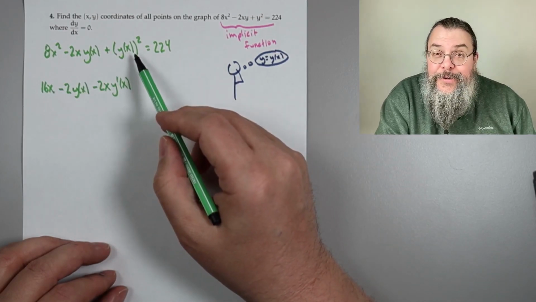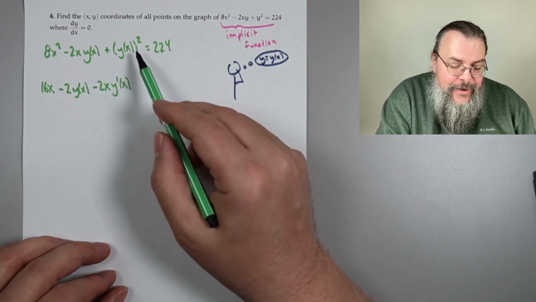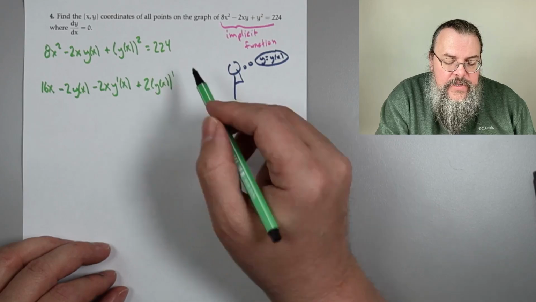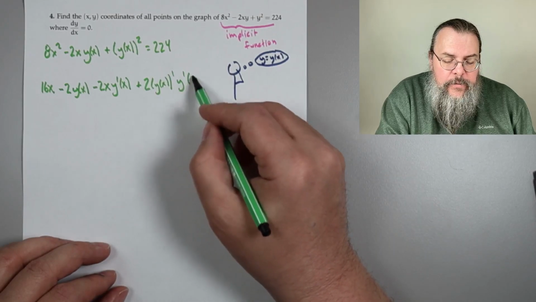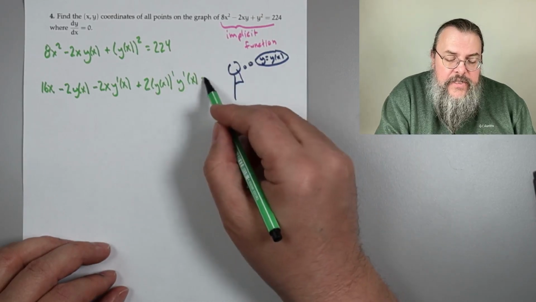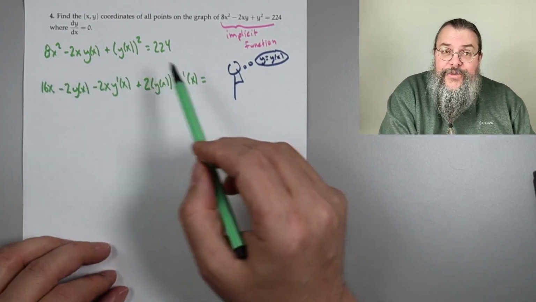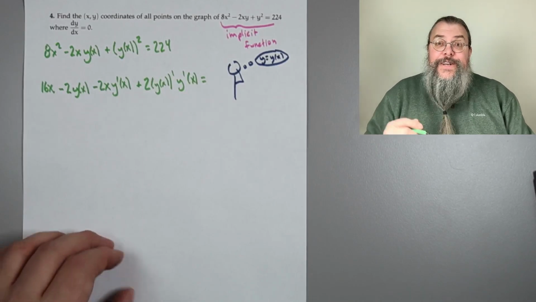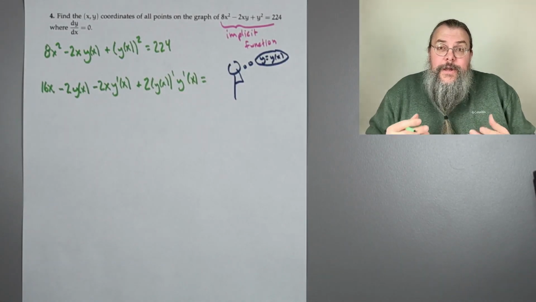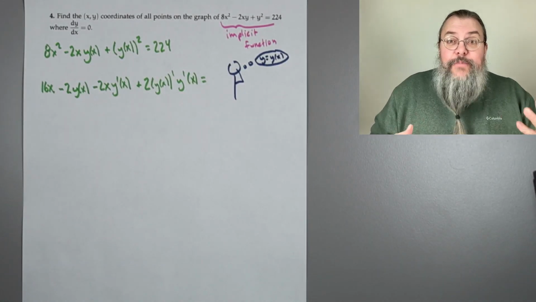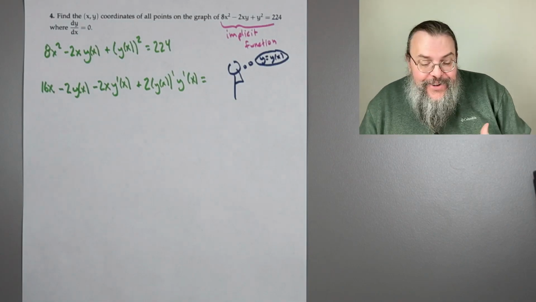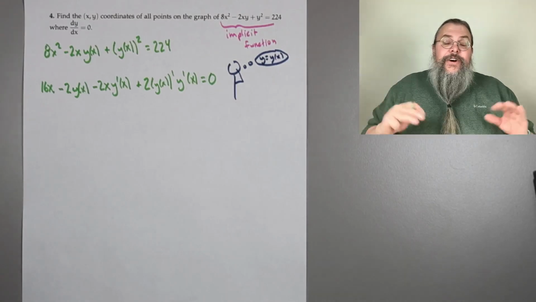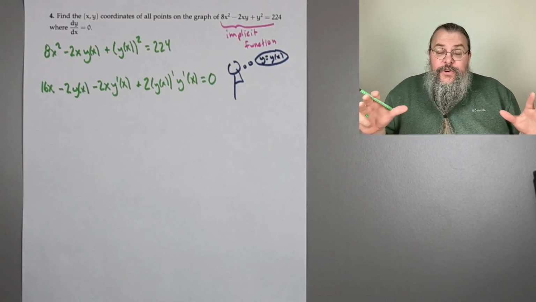Okay, here, what rule? Chain rule. So the 2 comes down, y of x to the first, and then times the derivative of y of x, which is y prime of x. And then on the other side, don't forget, you have to take the derivative of both sides when we're talking implicit differentiation. Well, the derivative of 224 is 0. And how do we know that? Well, it's a constant. But wait, it's a big constant. But yeah, big constants are still constants. And so we get 0.